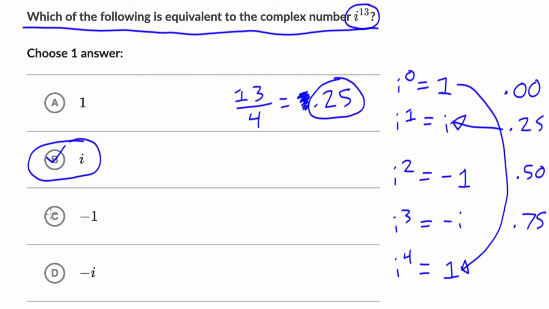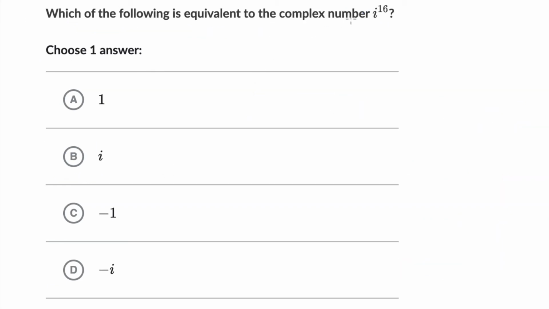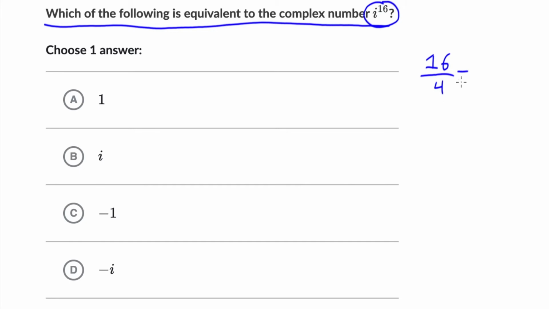Pretty easy. Let's go ahead and do another problem so we can really solidify our understanding. This problem asks, which of the following is equivalent to the complex number i to the 16th? So just like problem number 1, we're going to circle it. And let's divide the exponent by 4. So in that case, we have 16 over 4, and that equals 4.